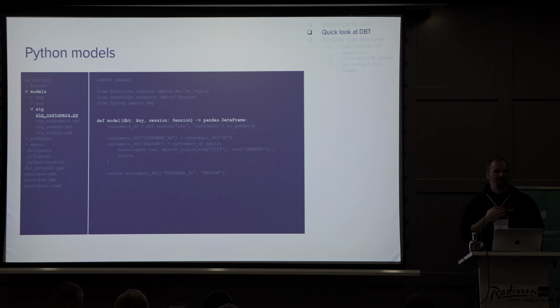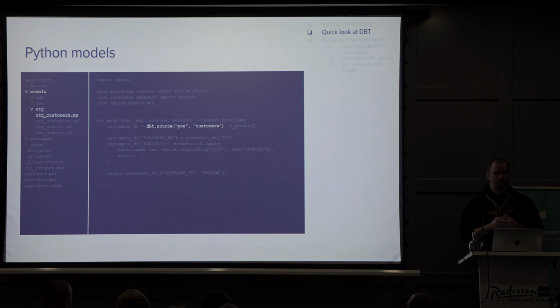You get a dbt object and a session, like a data warehouse session. The session you often don't need, but it's still passed in. And you can return a data frame. You can return pandas data frames, or you can return the data warehouse native data frames, like in the case of Snowflake, it's a Snowpark data frame, Databricks, a PySpark data frame, and so on.